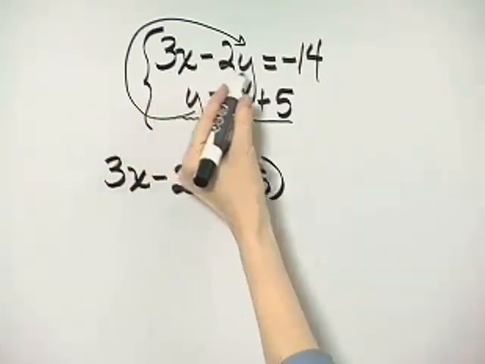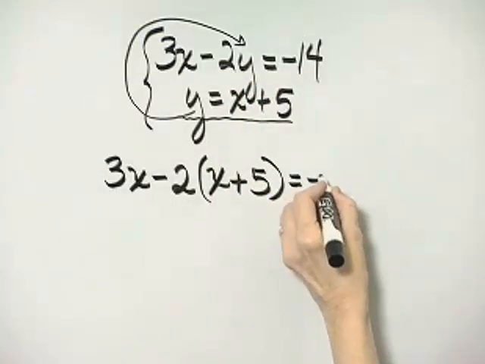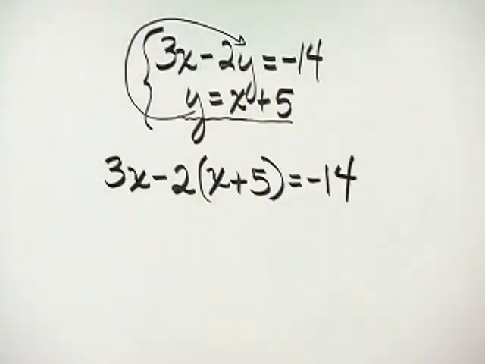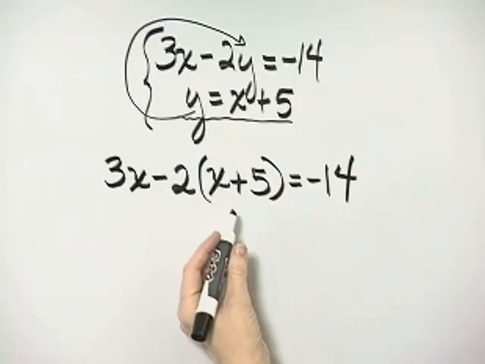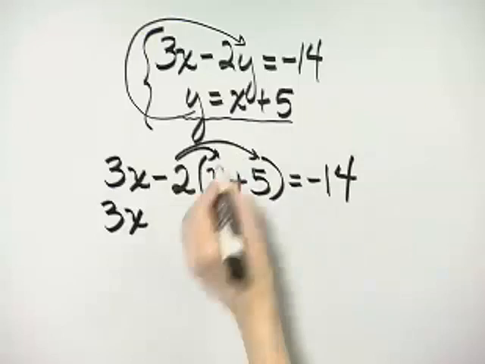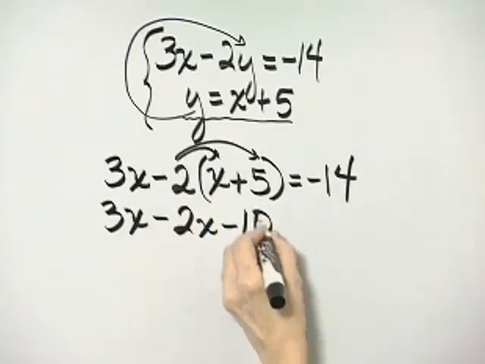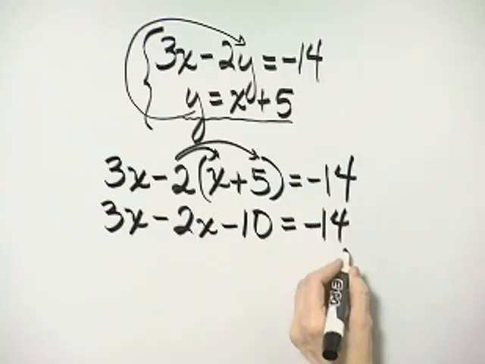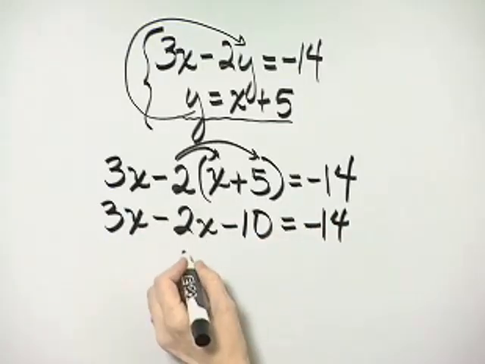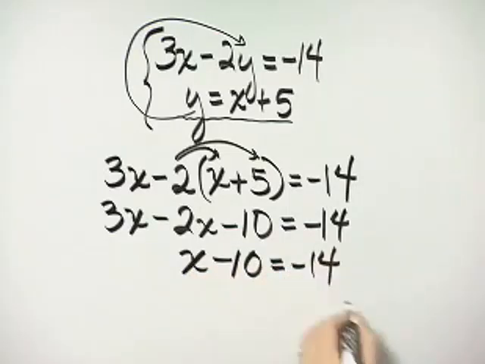So 3x minus 2 times (x plus 5) is equal to negative 14. Now notice we have an equation in one variable, x. Let's solve this equation for x. So that's 3x. Let's use the distributive property here. That's minus 2x minus 10 is equal to negative 14. 3x minus 2x is x, minus 10 is equal to negative 14.